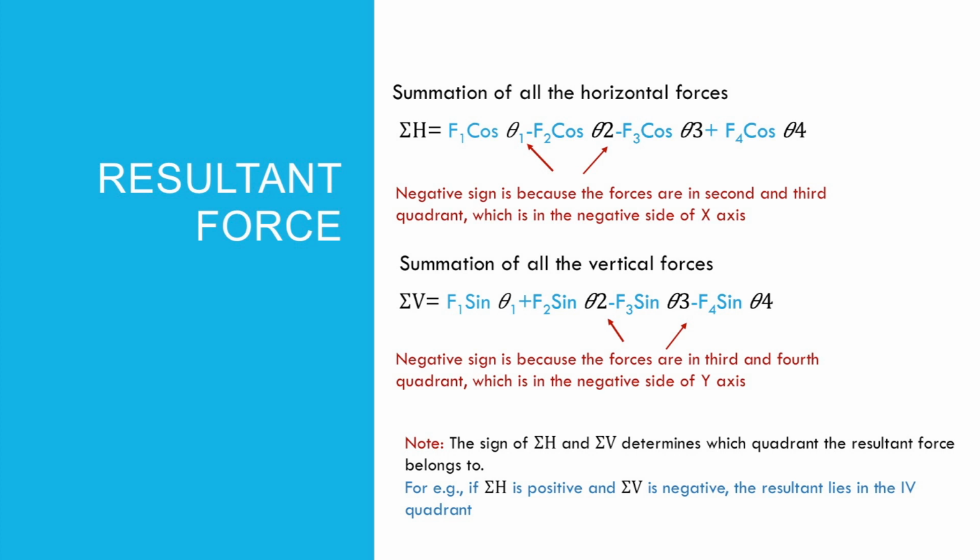For example, if sigma H is positive and sigma V is negative, then in which quadrant are sigma H and sigma V positive and negative respectively? It is in the fourth quadrant. In the fourth quadrant, sigma H is positive and sigma V is negative. So, once we get the values, we can understand that the net resultant force, or the direction in which the object is going to move, is in the fourth quadrant.